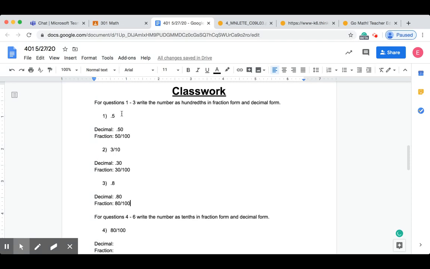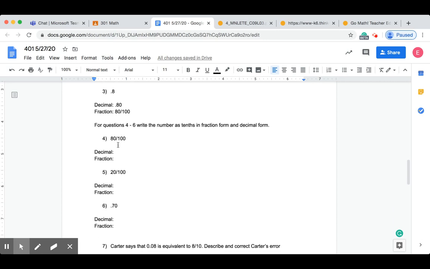Now, if you notice, when you're changing a tenth to a hundredth, you're just adding a 0 because you're multiplying by 10. Look, everything adds a 0 because you're multiplying by 10. Now for questions 4 to 6, it said write the number as tenths. So that means you're getting it as a hundredth. So you will do the opposite. If we multiplied by 10 to get a tenth to a hundredth, you will divide by 10 to get a hundredth to a tenth. So 80 divided by 10 is 8.